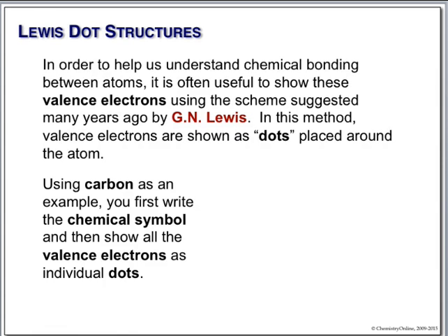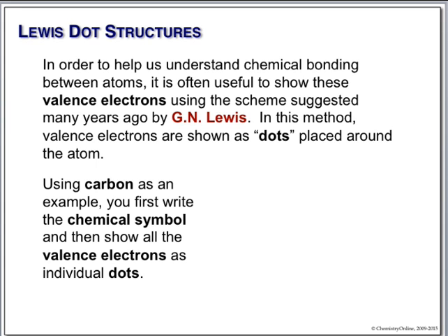Let's start building some very simple molecules. And we're going to do this using the concept of Lewis dots. Lewis figured out that in order to describe the bonding in many compounds, including carbon compounds, a very simple device was to use little dots to represent valence electrons.